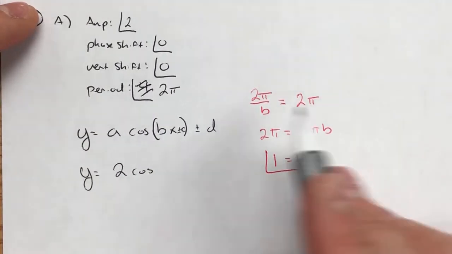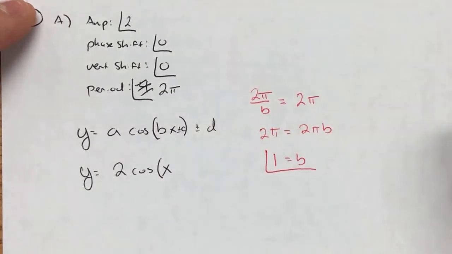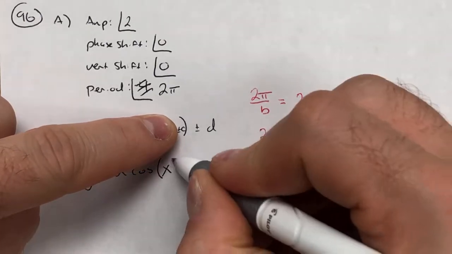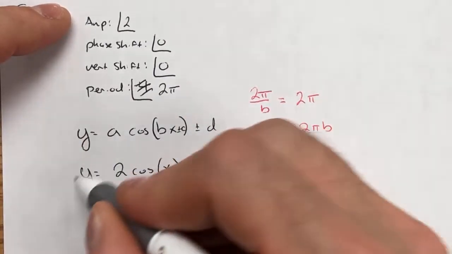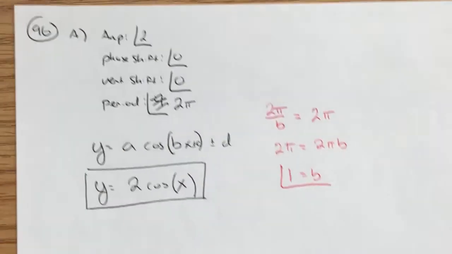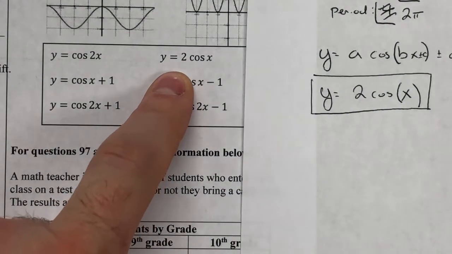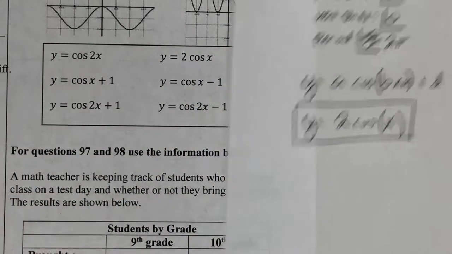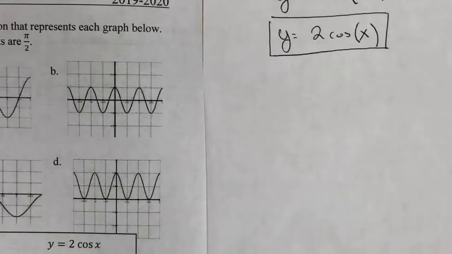So I'm going to use that information to plug it into here. If I have the cosine of 1x, I'm just going to write it as the cosine of x. This is going to be my phase shift, which is 0, so I don't put anything. This is my vertical shift, which is 0, so that's it. So A is going to be this equation, which let's take a look and see, okay, y equals 2 cosine x. I know that that is going to be that equation. Okay. If I move off to my part B, let's do this right below that.